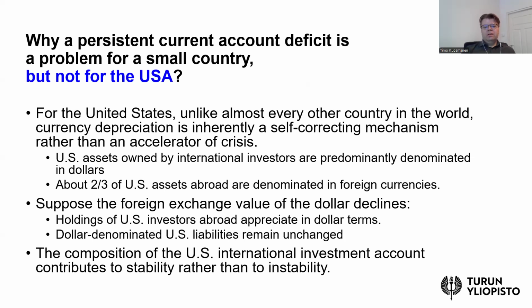For the United States, notice that U.S. assets owned by international investors, also central banks and governments, are predominantly denominated in U.S. dollars. So the foreign debtors have the assets in U.S. dollars. In contrast, about 2/3 of the U.S. assets abroad, so assets that Americans are holding in other countries, are denominated in foreign currency, such as euros or pounds or whatever.